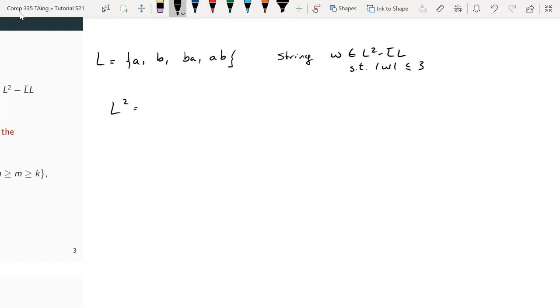So L square, remember, is just shorthand for L concatenate L. And so remember, this is essentially the cross product where you're taking each of the strings in L and concatenating them with each of the strings in L. So L is A, B, BA, AB. So then I can just write that a second time. All right, so I have this, and then let's say I take A, and then I concatenate it with A, B, BA, and AB.